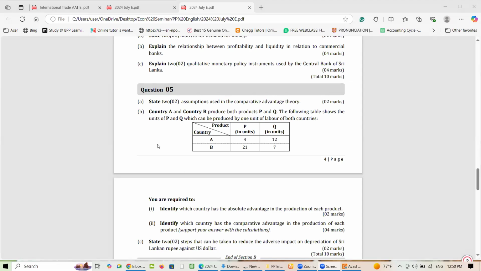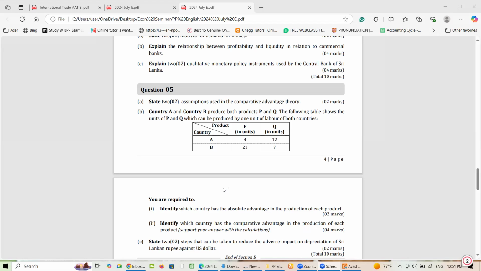Yes. Here, country A and country B. This is July 2024, question number 5, part B. Country A and country B produce both product P and Q. The following table shows the units of P and Q which can be produced by 1 unit of labor of both countries. Now, what are the countries here? Country A and country B.